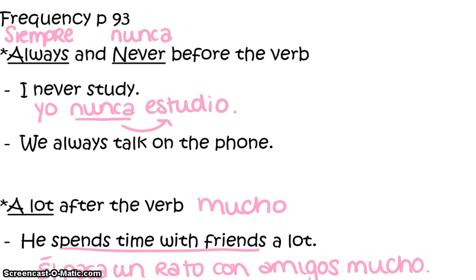Now, if you look at the next page in your packet, you can see there's a little arrow, and that kind of puts the frequency words into perspective for you, from something that happens the least frequent to the most frequent. So never to always. Please come with this note sheet completed and all of the sentences translated into Spanish for Thursday, October 25th.